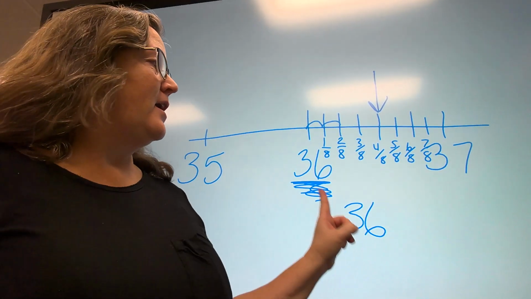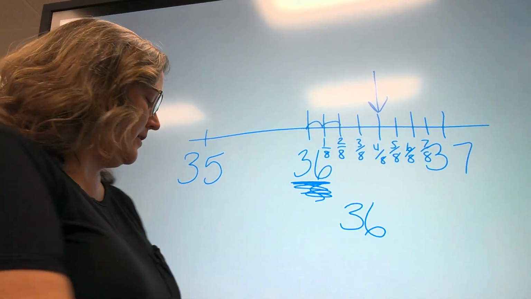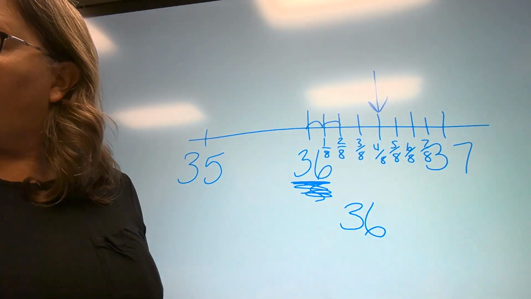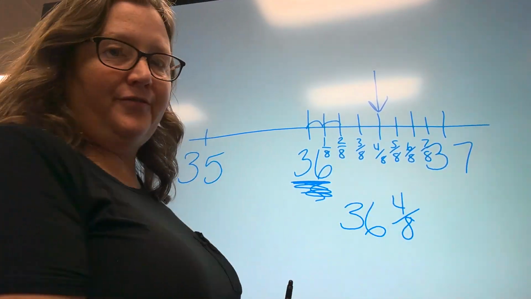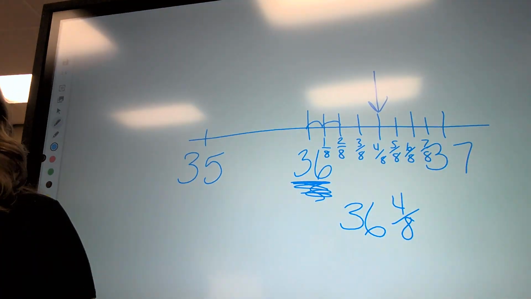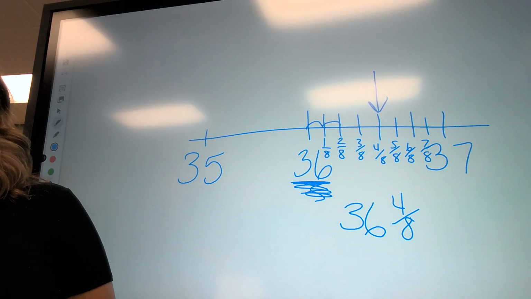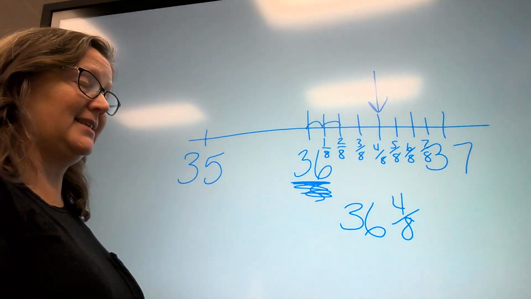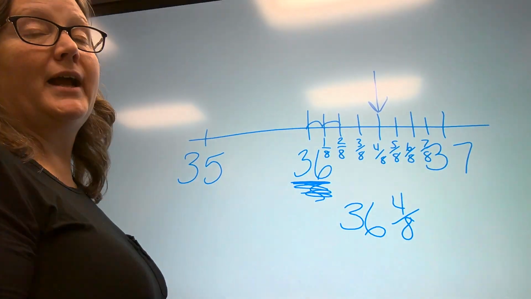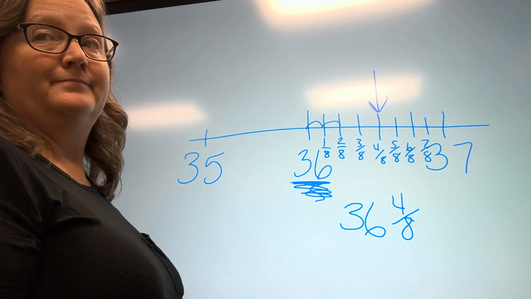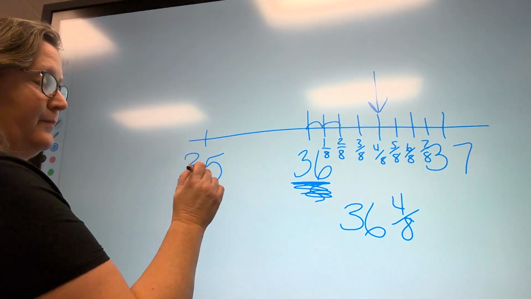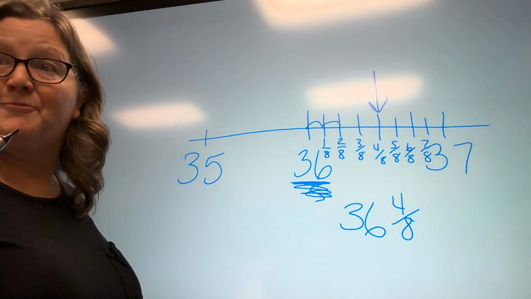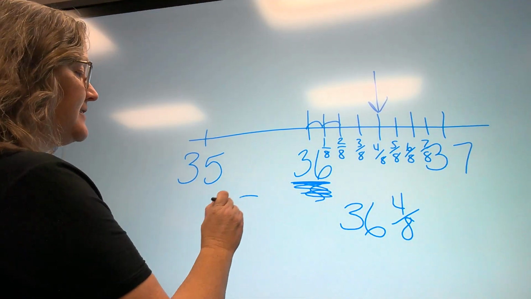Sorry. So our whole number is 36 and our arrow is pointing to 4/8. We talked briefly about 4/8 would be the same as saying what? What fraction is the same as 4/8? 1/8. Nope. Technically 1/2. Yes, 4/8 is the same as 1/2.